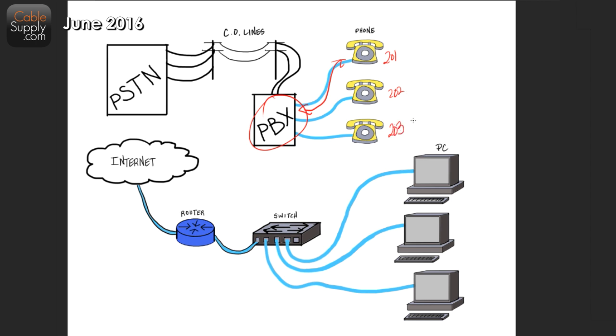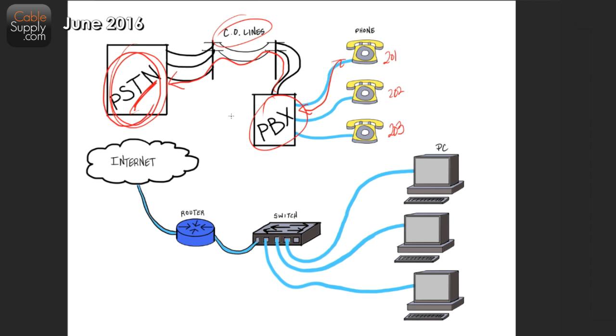Now, if you want to make an outside call in these older systems, usually you pushed a button or you dialed 9 and you got dial tone. Now, that dial tone is taken from the PSTN, Publicly Switched Telephone Network. Sometimes technicians call those lines CO lines, and that stands for Central Office Lines. And, of course, this little box right here is your central office. It represents your central office.